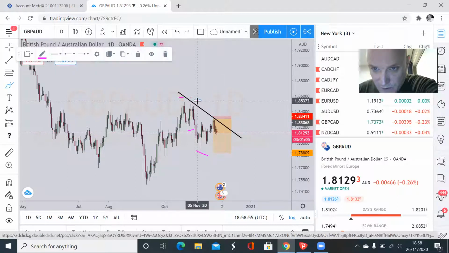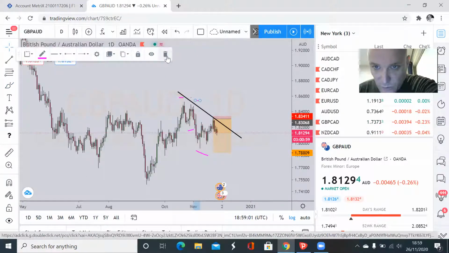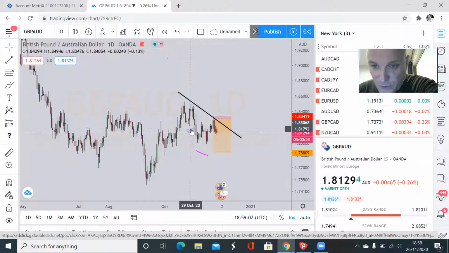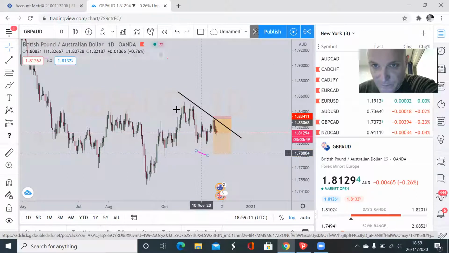So if we just get rid of some of these, I don't want any distractions on the chart, so just bear with me. And what we're going to do is we've identified the trend at the moment. So I'm going to go down to another time frame.